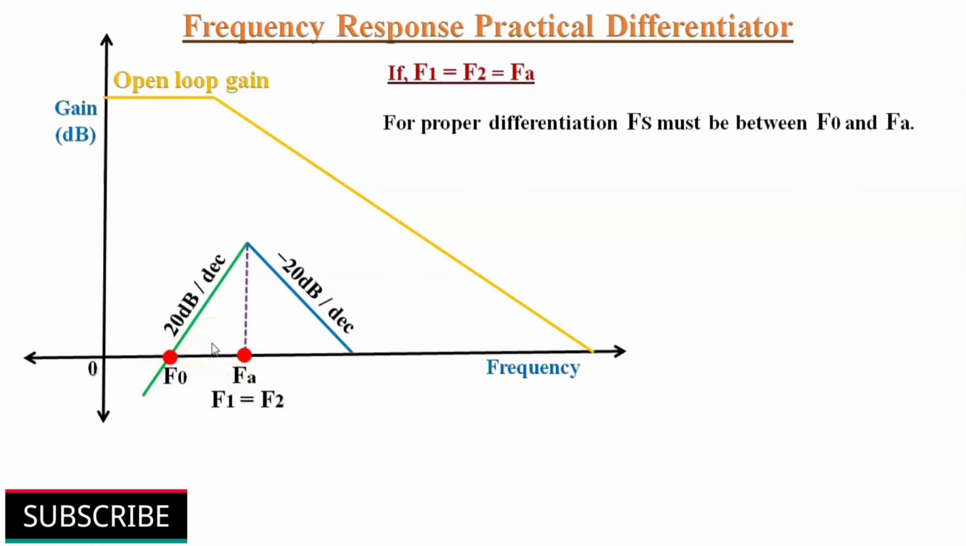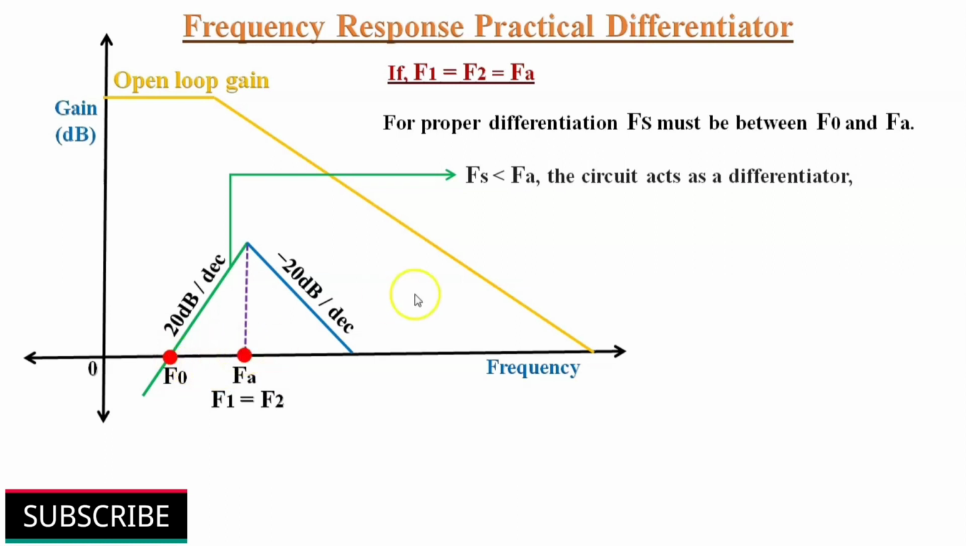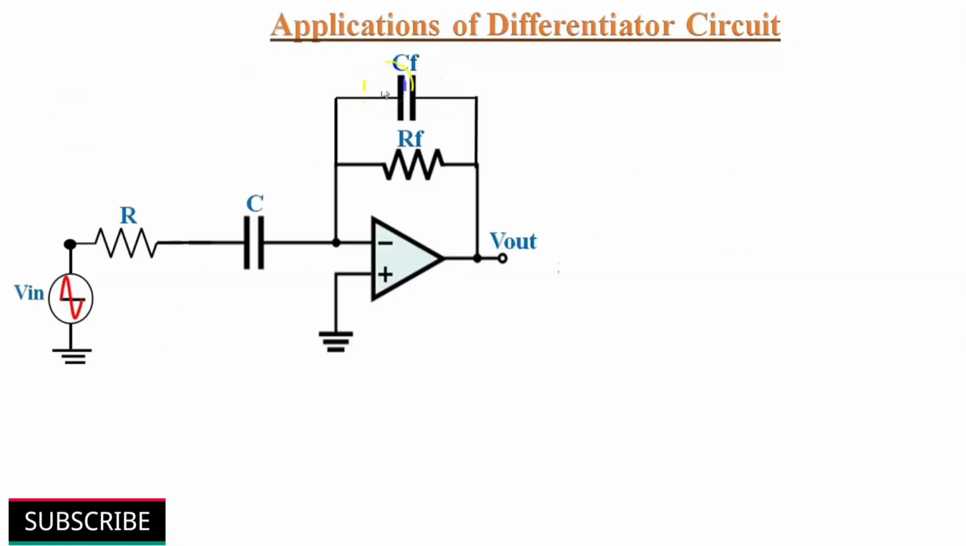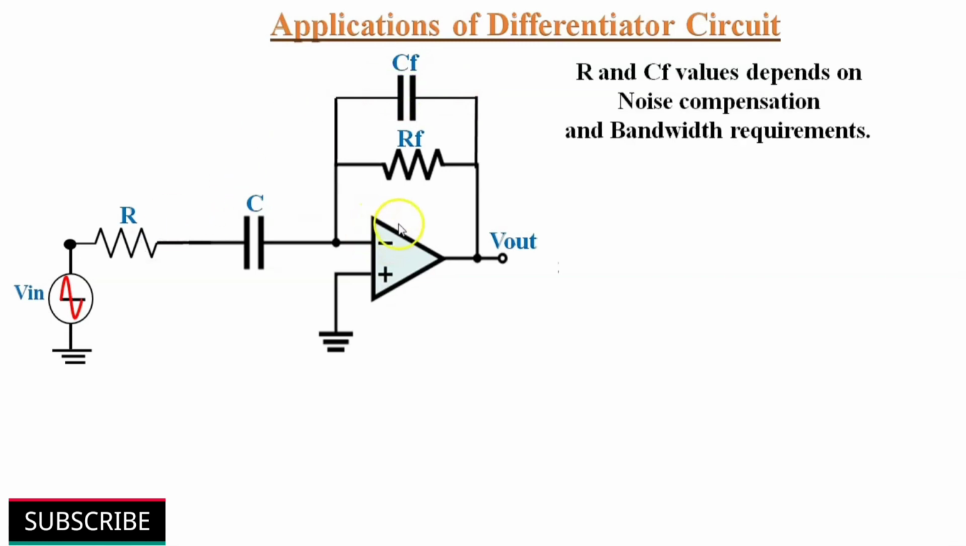So here also we can say that if the input signal frequency is less than cutoff frequency Fa, then this circuit acts as a differentiator. And if input signal frequency Fs is more than cutoff frequency Fa, the circuit acts as an integrator. We must choose the values of Cf and R by considering the requirements of noise compensation and bandwidth of the differentiator circuit. The larger the values of Cf and R, the more they provide increased stability and noise reduction, but at the cost of bandwidth.